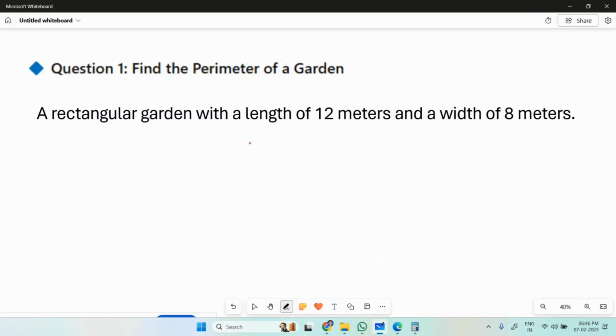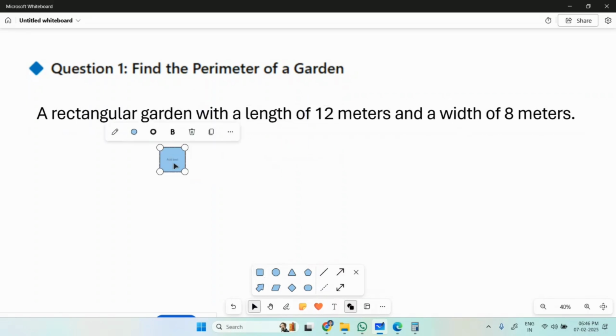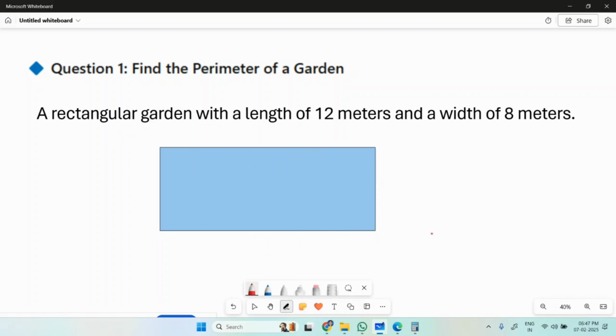Now let's learn where do we use area and perimeter in our real life. The first question is find the perimeter of a garden. A rectangular garden with length 12 meters and width 8 meters. We have to find out the perimeter of a garden. In the question, they said that it is a rectangular garden. So let's draw a rectangle. In the question only, they have given the length as 12 meters, width as 8 meters. The longer side is length, shorter side is width. Width is 8 meters.